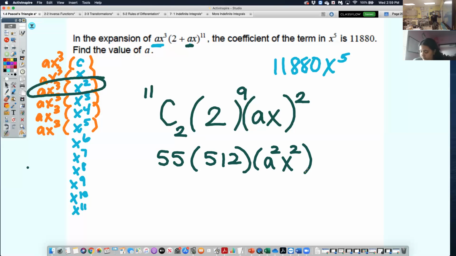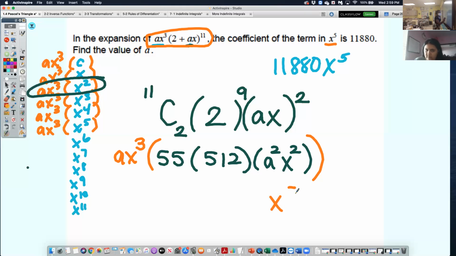This term represents a term in the expansion that is going to be multiplied by an ax to the 3rd. Because that's what it told me to do right there: multiply the expansion by x to the 3rd. But I only wanted the one term that was going to give me the x to the 5th. Because when I multiply x to the 3rd by x to the 2nd, what do I get? X to the 5th. So I pulled out the right term in green.